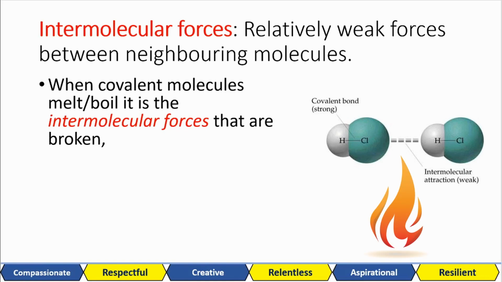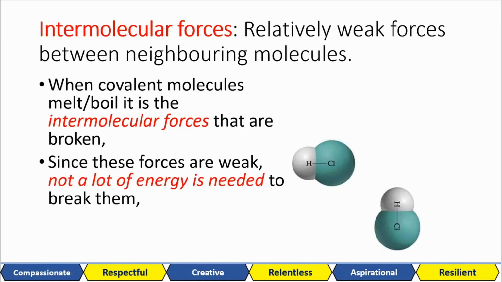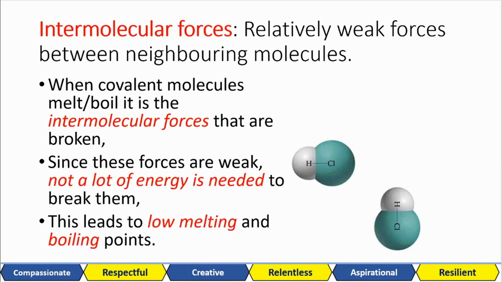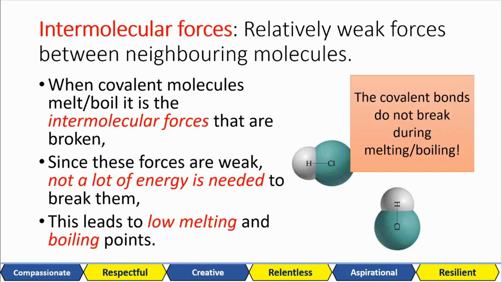When we heat our substance, it's the weak intermolecular forces that break. Because these forces are weak, not a lot of energy is needed to break them. This is why simple covalent substances have low melting and boiling points. Please don't say that it's the covalent bonds that break. These are very strong. It is the weak intermolecular forces that break. Remember, we looked at the heat curve of a substance in this video here. Click that to remind yourself what that looks like.